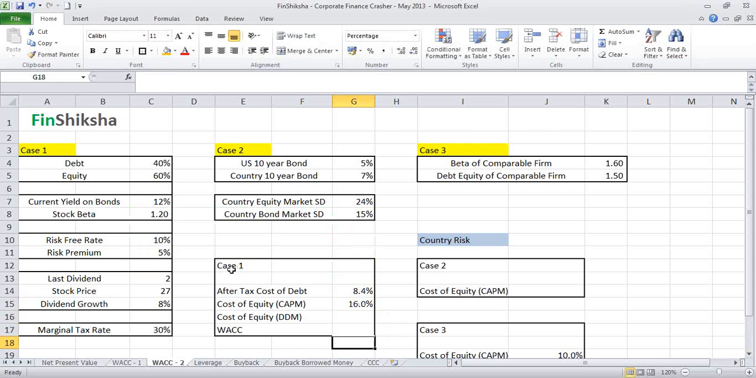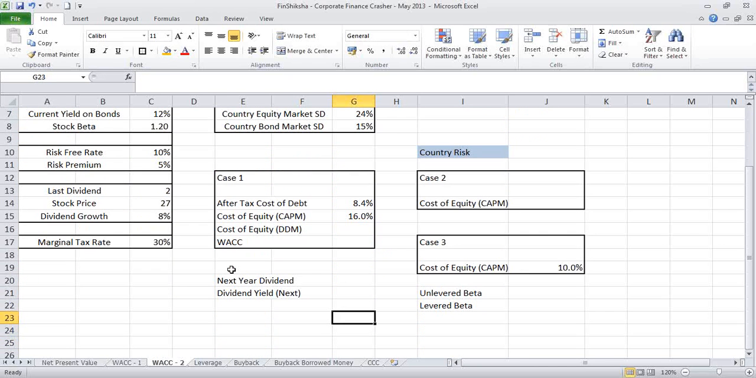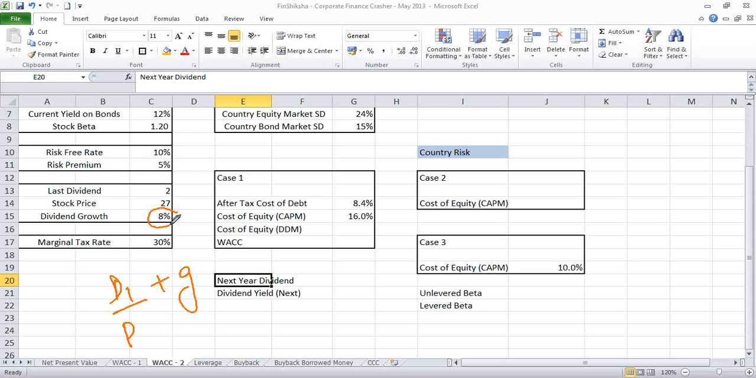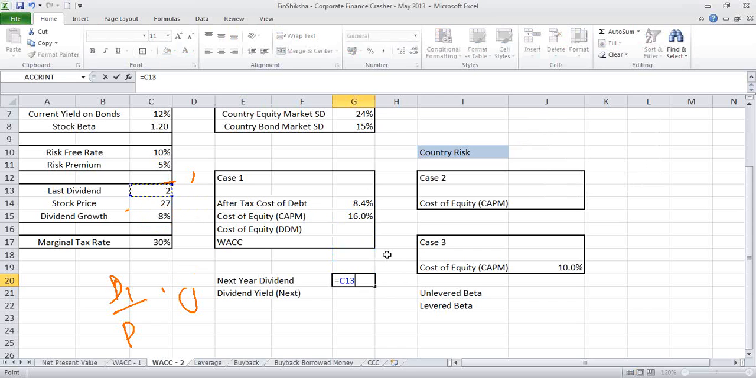Now we have to find cost of equity using dividend discount model, for which we will need next year dividend. Remember, the formula was D1 by P plus G. So we have been given G here. We have to calculate next year dividend. This is last dividend or current year dividend. Next year dividend will be 2 multiplied by 1.08 because there's an 8% growth. So effectively next year dividend is equal to $2, which is last year's dividend, multiplied by 1 plus 8%.